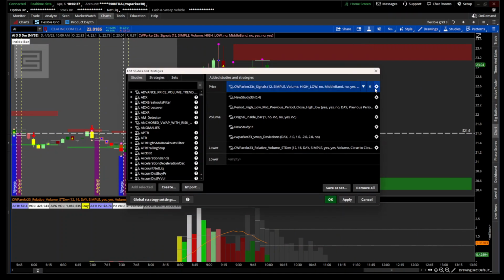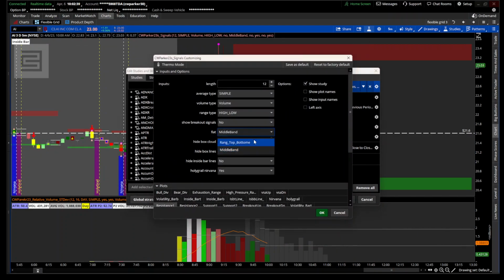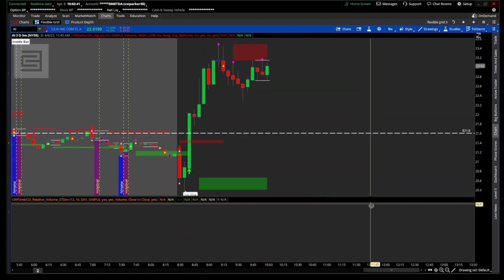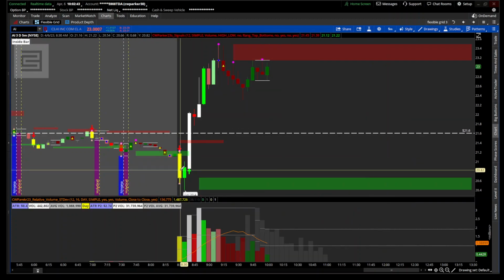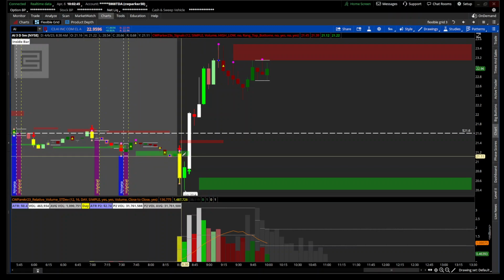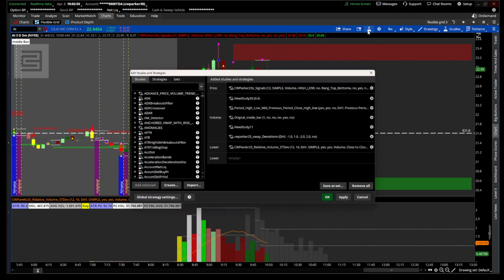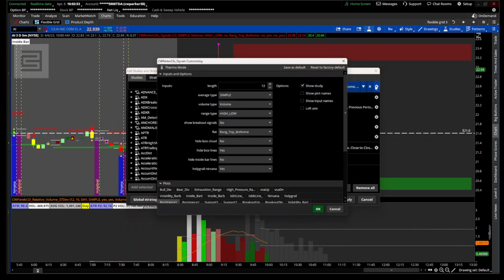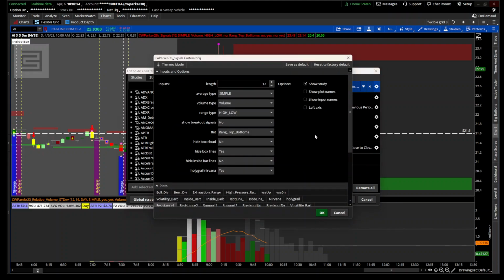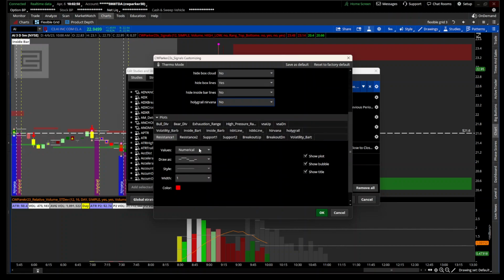And if I switch this back to range top and bottom, it's not showing anything too much different except for that breakdown and that push above. But this has been the signals indicator. You can get this one separately. If you don't want to use my volume indicator, you can get this one separately.